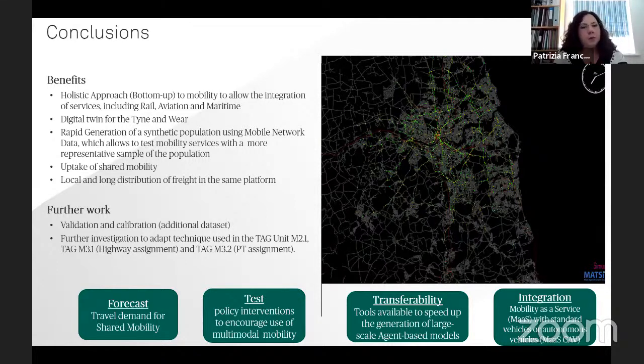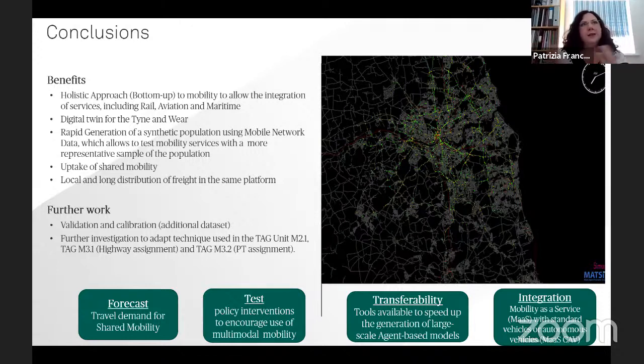With this platform, you're able to integrate all the fixed schedule public transport, the shared mobility, but also you're able to include rail services, aviation, maritime services. This all can be studied using mobile network data as well.